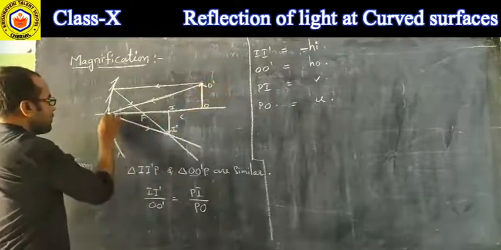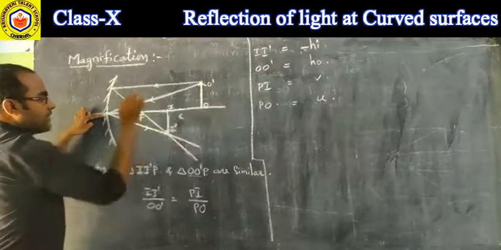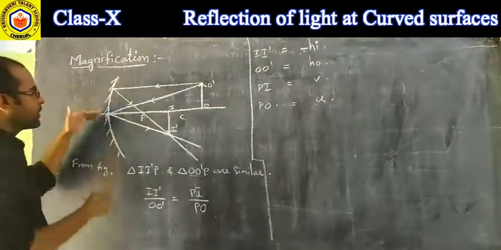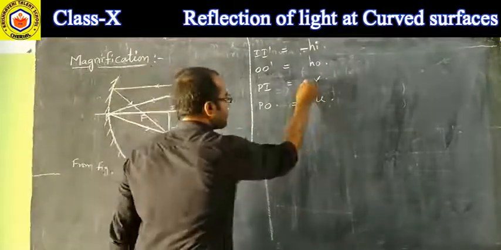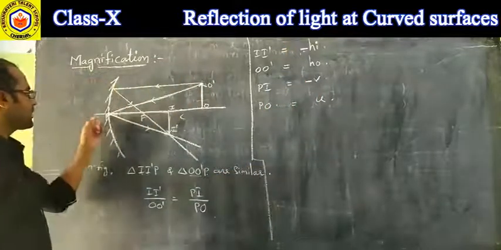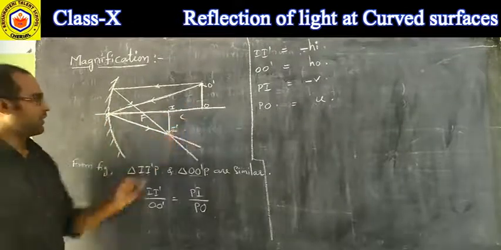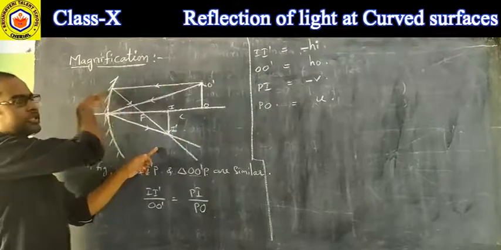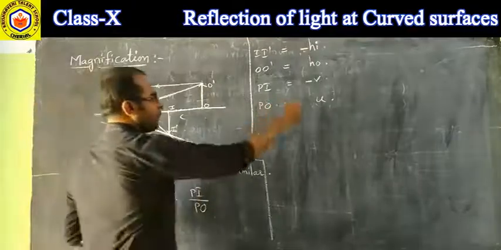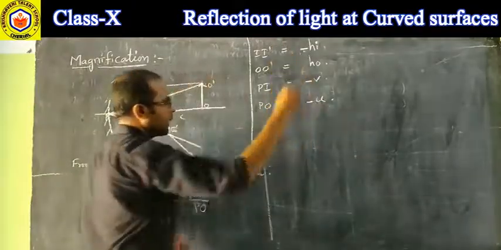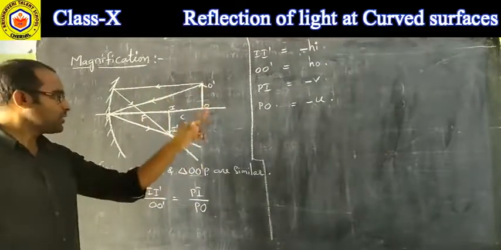And Pi, the image distance, we are measuring in this direction, P to I. The incident ray is in this direction, so we are measuring in the opposite direction to the incident ray. So it should be taken negative, minus V. Next, the object distance U, we measure from pole to object in this direction, and the incident ray is in the opposite direction. So PO, that is U, should also be taken negative. Yes, we have all the letters and all the terms with the sign conventions.